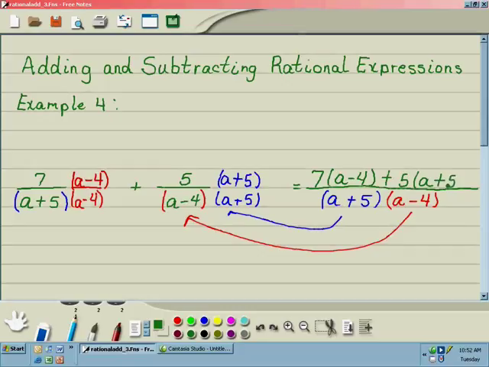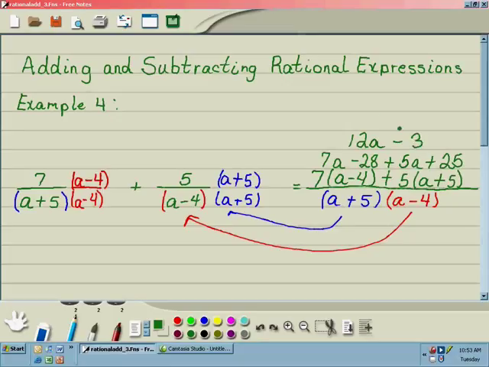Next step would be to use my distributive property so that I can begin to simplify just the top and add and subtract my like terms. But first, we always do our distributive property. So it's going to give me 7a minus 28 plus 5a plus 25, and then adding the like terms, 7a plus 5a gives me 12a, a negative 28 and a positive 25 gives me a minus 3.